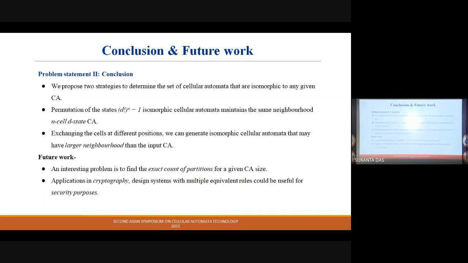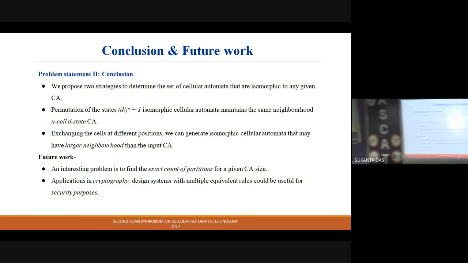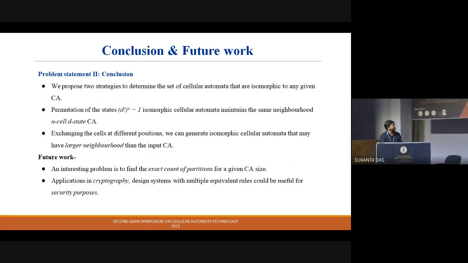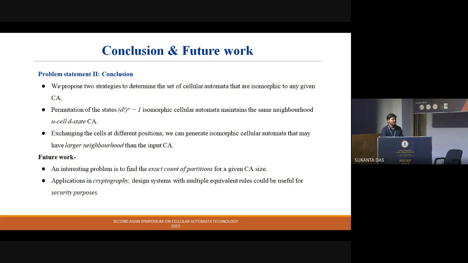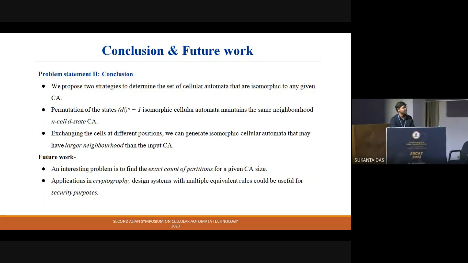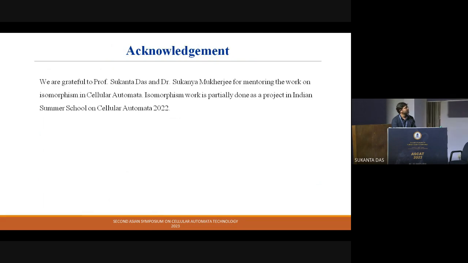And the second conclusion is that we have synthesized our CA using this permutation and state map function. So we'll get (d factorial) to the power (n minus 1) isomorphic results. This is very complex. We can see it in some appendix. I have included some appendix. This future work will be an interesting problem: finding the exact count of the partitioning in the CAs. I am very thankful to Professor Sukanta sir and Dr. Sukanya ma'am for mentoring this isomorphic work in the summer school.